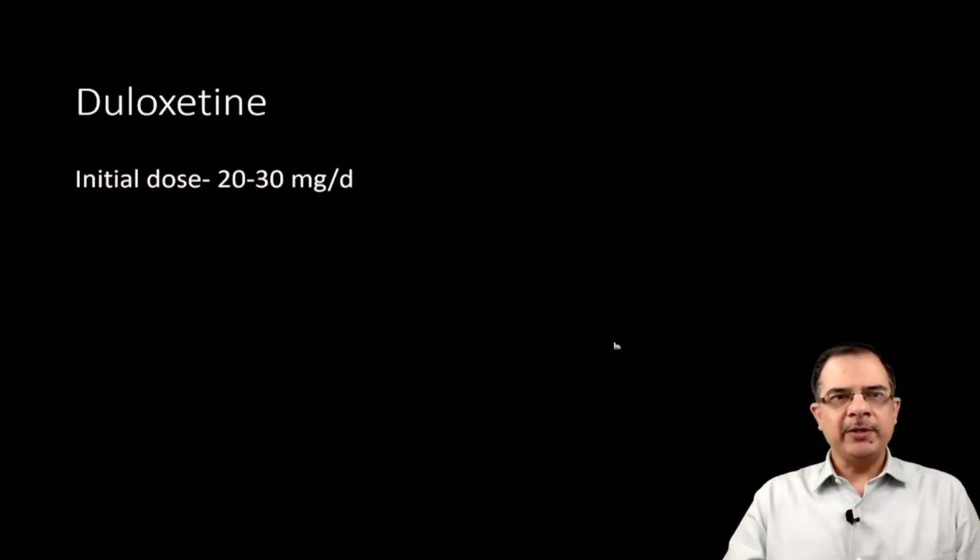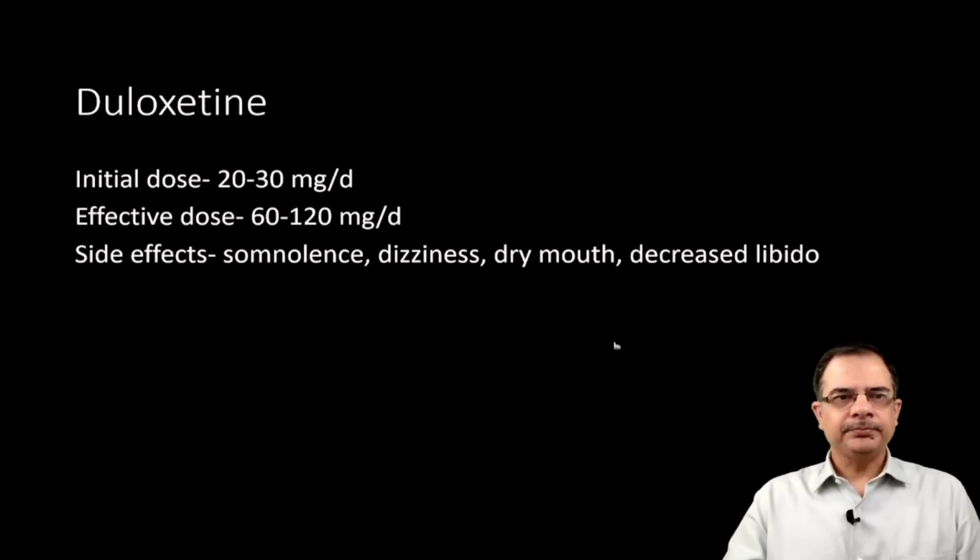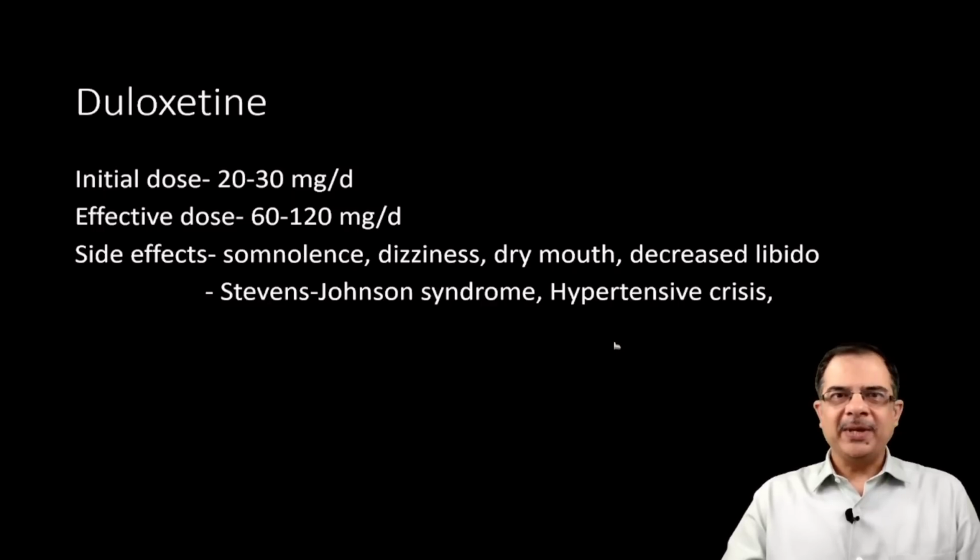Initial dose is 20 to 30 milligrams per day. Again, because of its side effect of drowsiness, we give this drug at dinner time or just before dinner. Effective dose is 60 to 120 milligrams per day. Side effects are dry mouth or decreased libido. Patient can have hypertensive crisis. So if a patient has uncontrolled hypertension, avoid giving duloxetine.